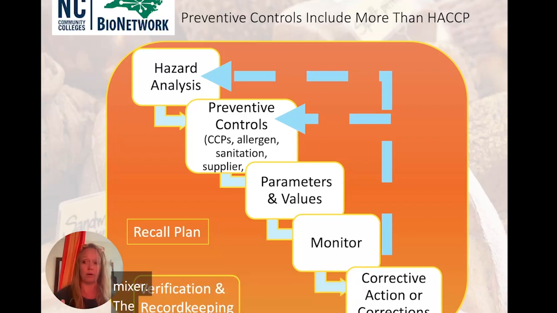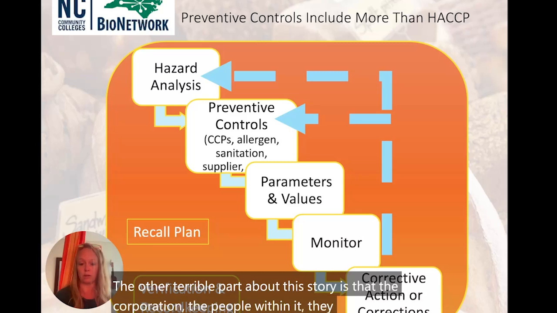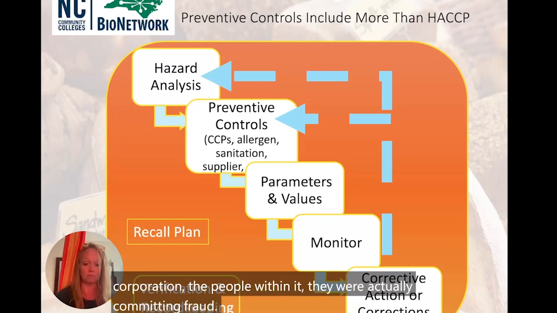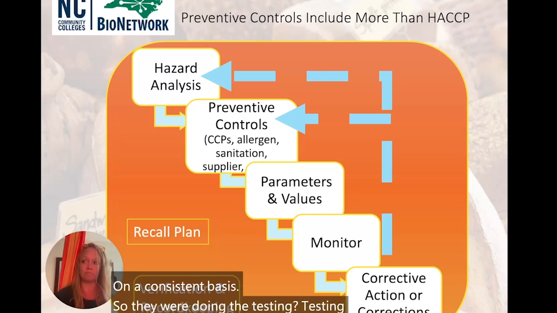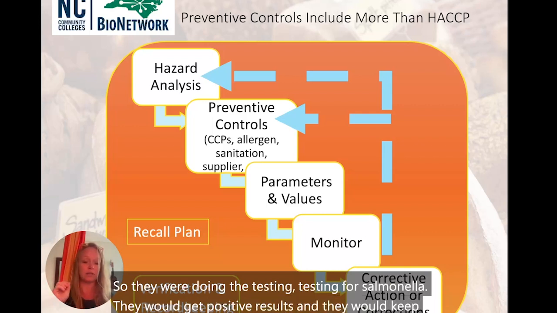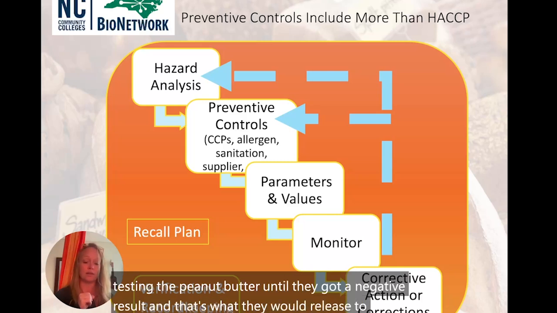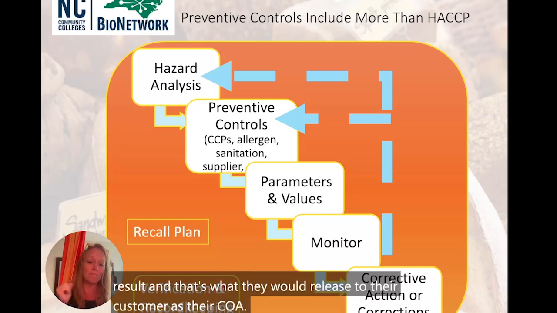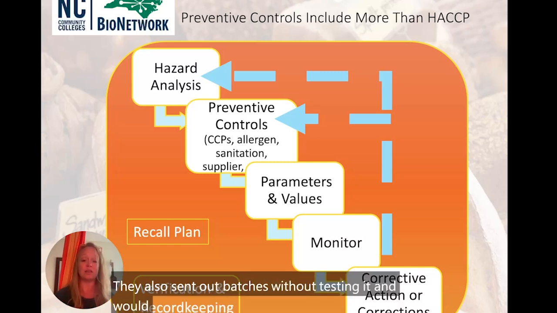The other terrible part about this story is that the corporation, the people within it, were actually committing fraud on a consistent basis. So they were doing the testing for salmonella. They would get positive results, and they would keep testing the peanut butter until they got a negative result, and that's what they would release to their customer as their COA. They also sent out batches without testing it and would get test results back later that were positive for salmonella, but they wouldn't say anything.